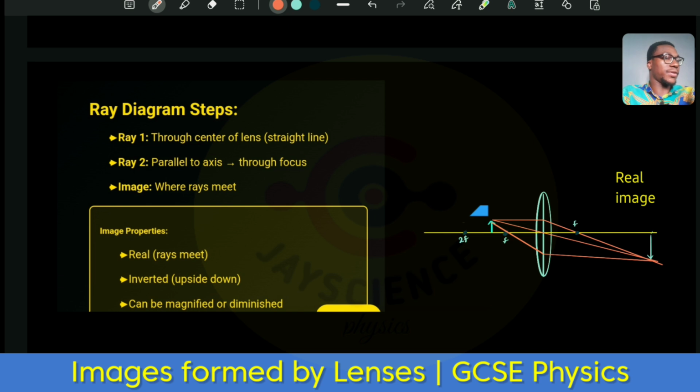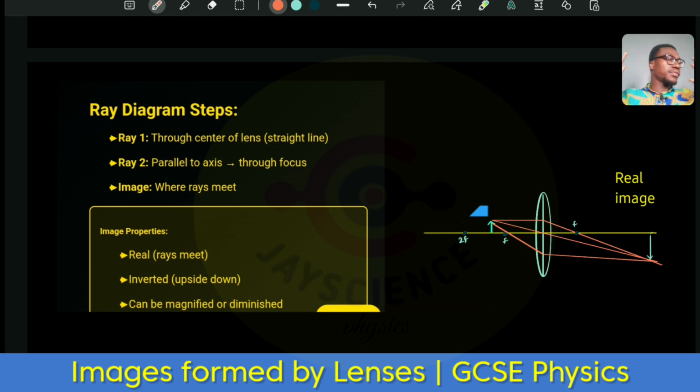But you can see the third ray. It goes from the top of the object down through the focal point to the midpoint of the lens, and then horizontal. It meets at that junction. Then you draw your image all the way down. It's as simple as that.